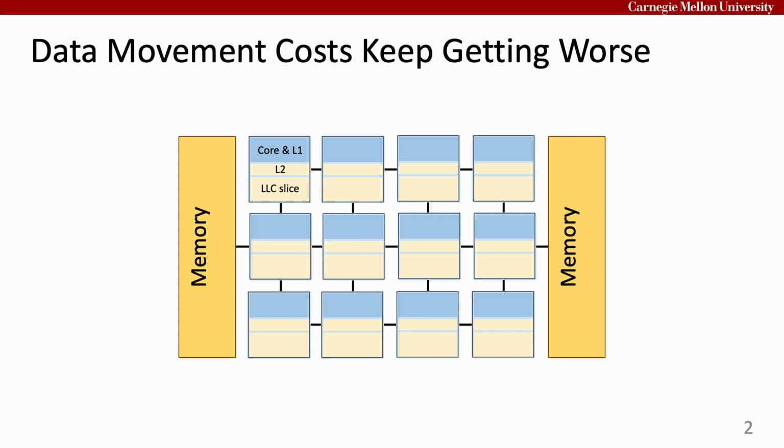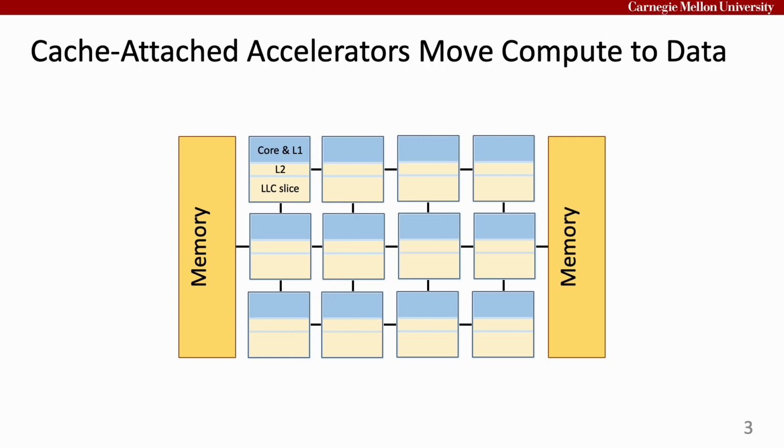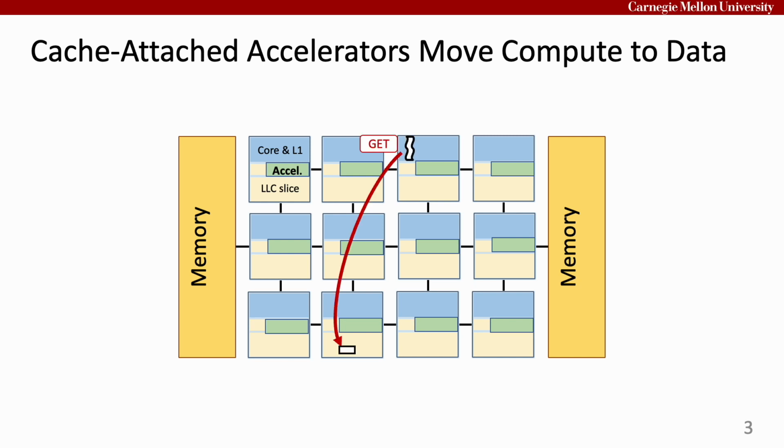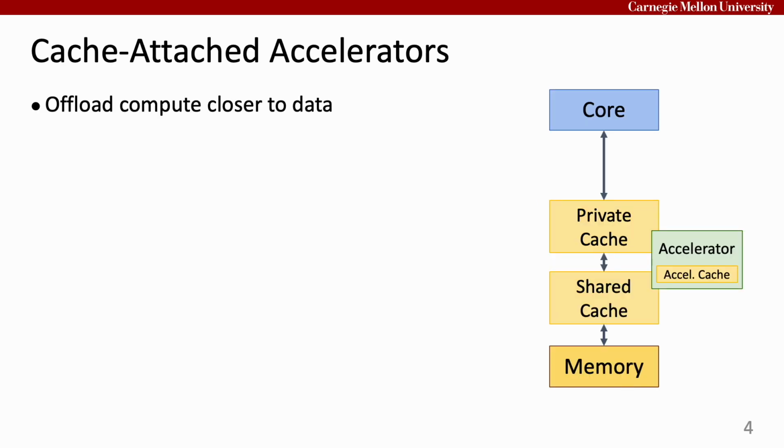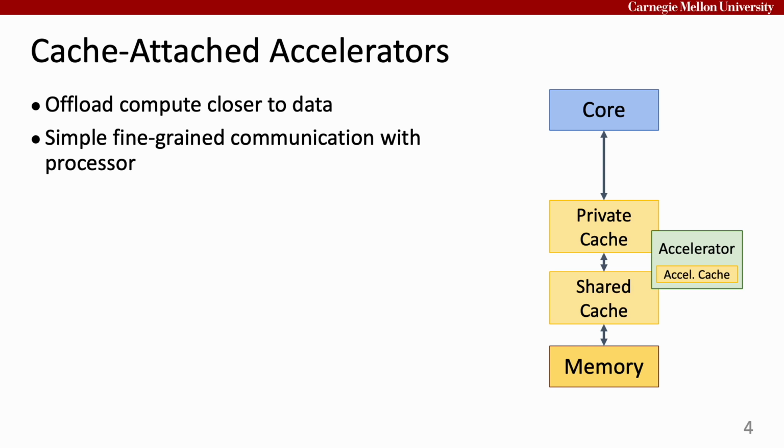Conventional systems only process data on cores, which forces data to traverse the full memory hierarchy before it can be processed. Cache-attached accelerators have been proposed as an alternative to the traditional processor-centric design. Accelerators are placed within the cache hierarchy, allowing the processor to offload computations closer to where data lives, significantly reducing data movement. In addition to reducing data movement, cache-attached accelerators benefit from using the shared memory space. This allows for simple and fast fine-grained communication, making the accelerator easier to use.